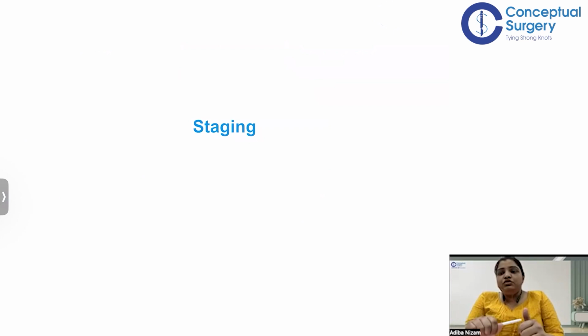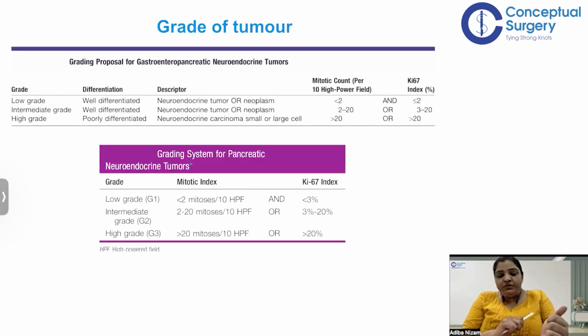Then there are two types of staging. As we discussed for the GI neuroendocrine tumors also, the same staging applies. One is the AJCC 8th edition staging, and one is the WHO tumor grading that we will be following. As per the grading system for pancreatic NETs, we have three types of tumors, which are the low grade, the intermediate grade, and high grade.